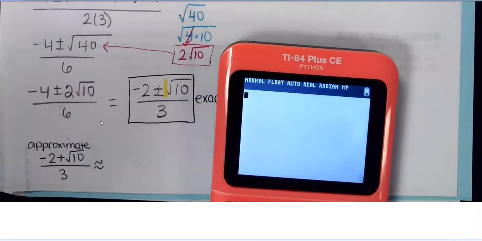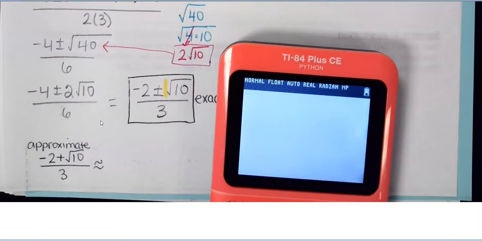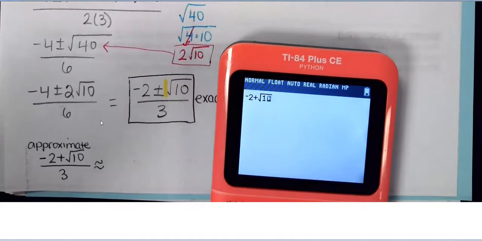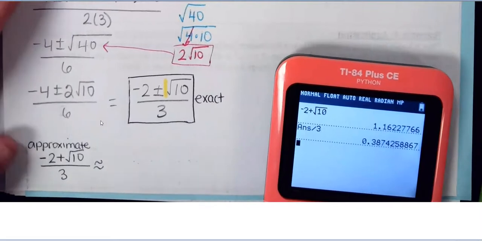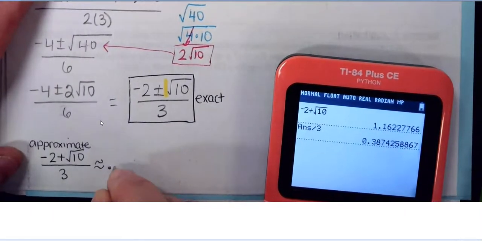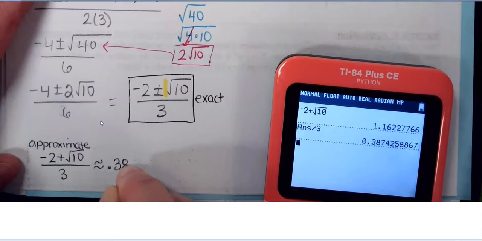Now here's the deal. If you do this, I'm going to do -2 plus, and I'm just typing in square root of 10. Then do me this one favor: hit equals, and then divide it by 3. Otherwise, the calculator follows the order of operations, and it would do that division first. So take the top, do -2 plus square root of 10, hit equals, and then divide it by 3. Yes? Yes, ma'am. So we got 2 answers here. So this guy's about 0.38.